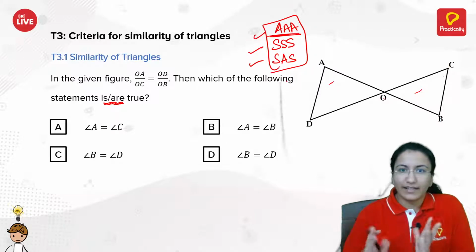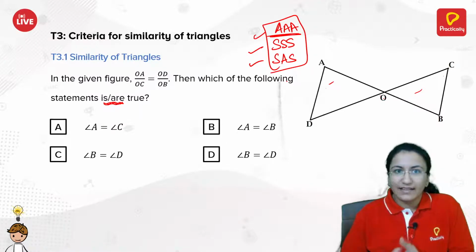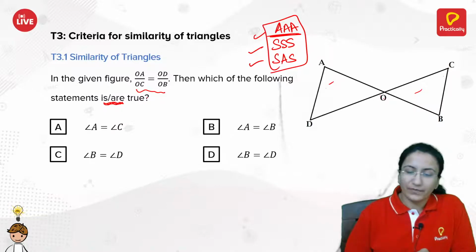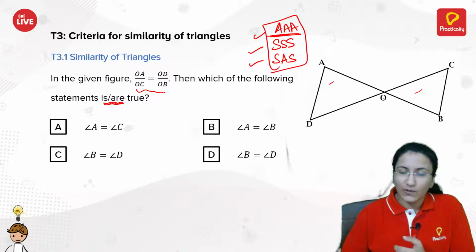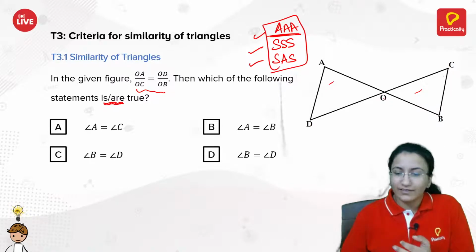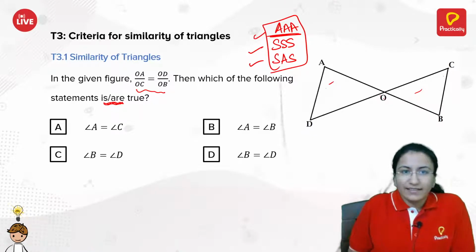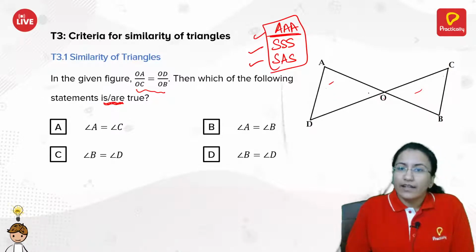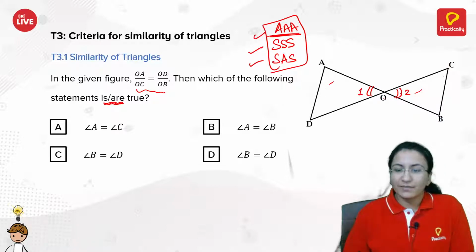I haven't said any of these sides are parallel. I have just given you this ratio. So AAA is definitely wrong. Okay, let's just discuss. We have OA by OC is equal to OD by OB. And even in these triangles, this angle is equal to this angle. How can we say that angle AOD is equal to angle COB? Anyone from the chat section who can answer why angle 1 is equal to angle 2?